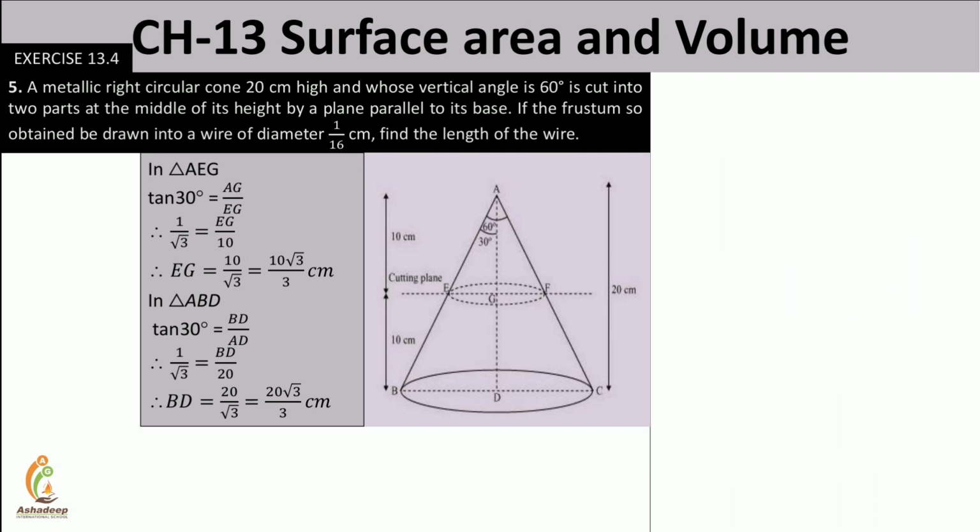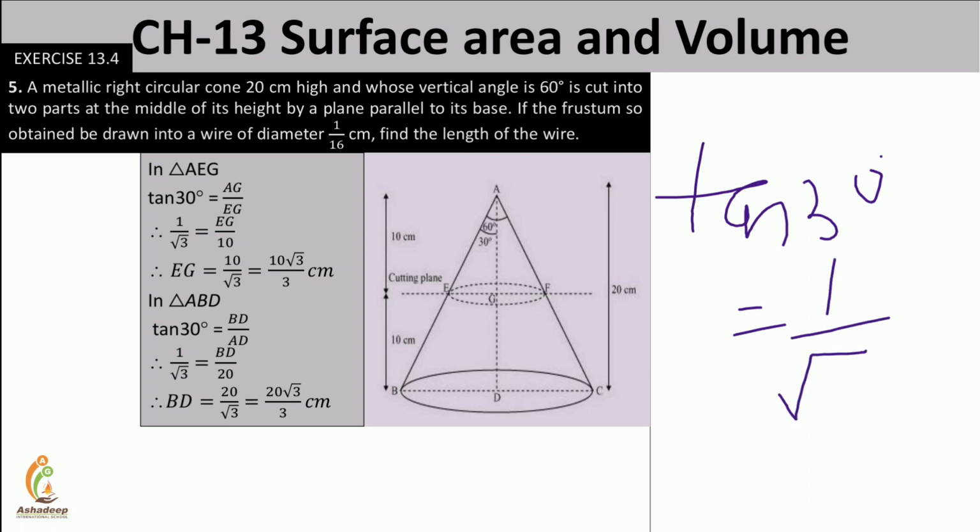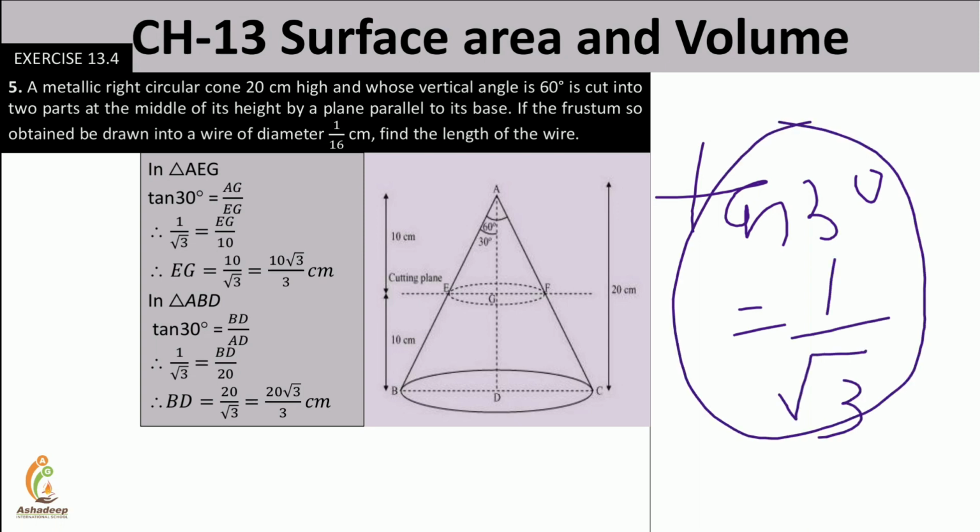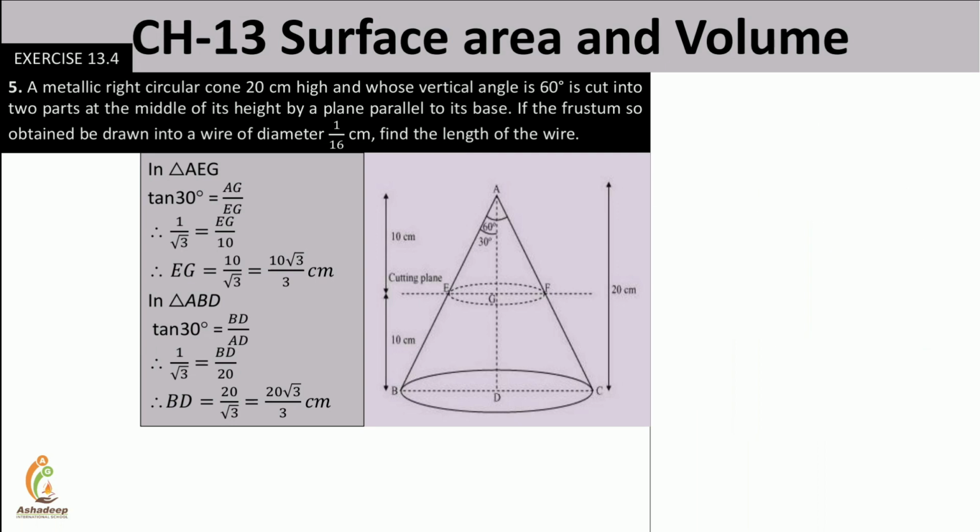And one thing more, and that is the value of tan 30. The value of tan 30 is nothing but 1 upon square root of 3. So this thing only you need to remember. There are two things you need to remember: tan theta is equal to opposite upon adjacent, and the value of tan 30 is 1 upon root 3. How these things come, that we see in chapter number 8. But till then, just remember this, right?